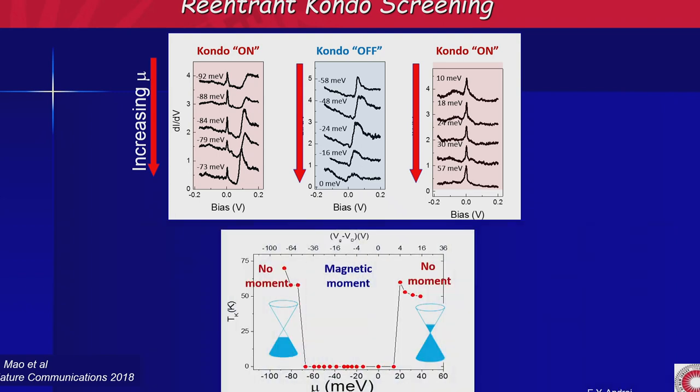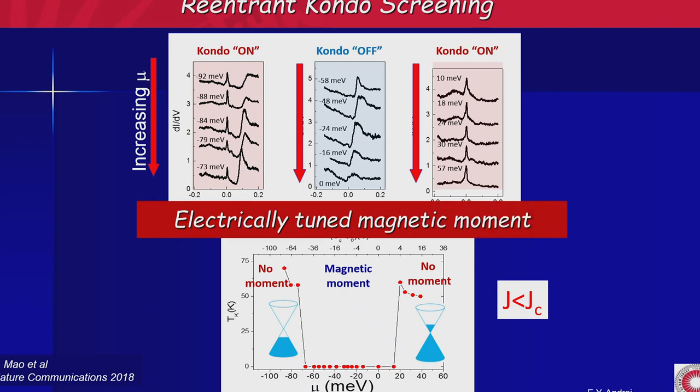So what's going on here? I can extract the Kondo temperature. On the hole-doped side, there's Kondo screening. As I get closer to the Dirac point, the whole thing disappears, and then it reappears again. That reminds us of what I showed you, when you move the chemical potential close to the critical coupling. So it looks like this vacancy is below the critical coupling, and J is less than J_C. Otherwise, you'd have Kondo screening everywhere. But this is as much as we can do as experimentalists. In order to figure out what the actual value of J is, we need help from theorists. But the bottom line is that you have an electrically tuned magnetic moment here.